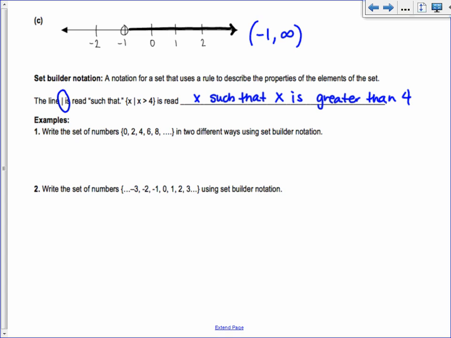The thing I like about set builder is it's really open. You can write things in multiple ways. In implementation, it was really only one way to write stuff. So with set builder, you can write things all different ways.